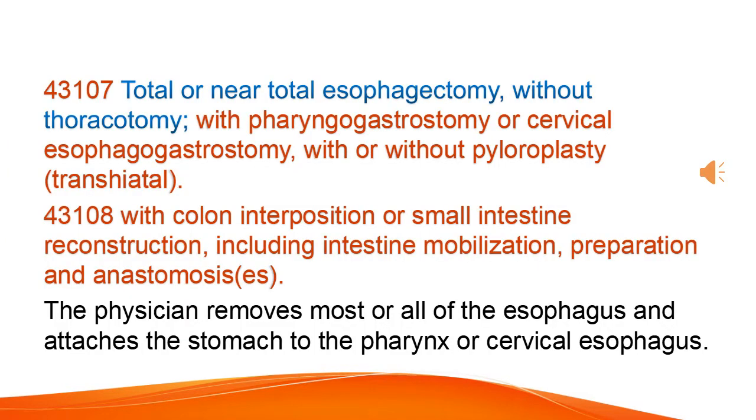Total or near total esophagectomy, without thoracotomy, with pharyngogastrostomy or cervical esophagogastrostomy, with or without pyloroplasty, transhiatal. With colon interposition or small intestine reconstruction, including intestine mobilization, preparation, and anastomosis, ES. The physician removes most or all of the esophagus and attaches the stomach to the pharynx or cervical esophagus.